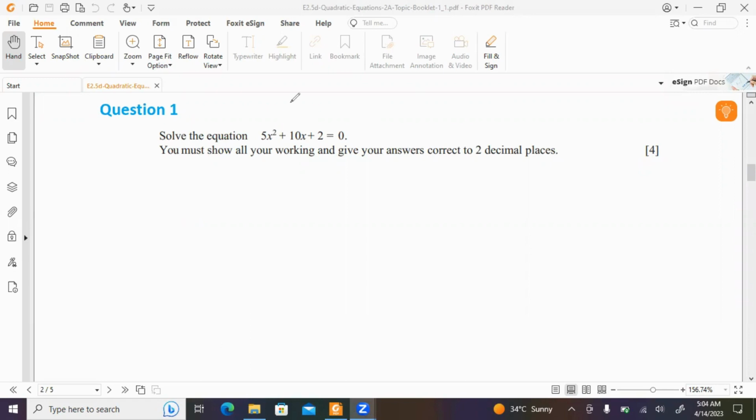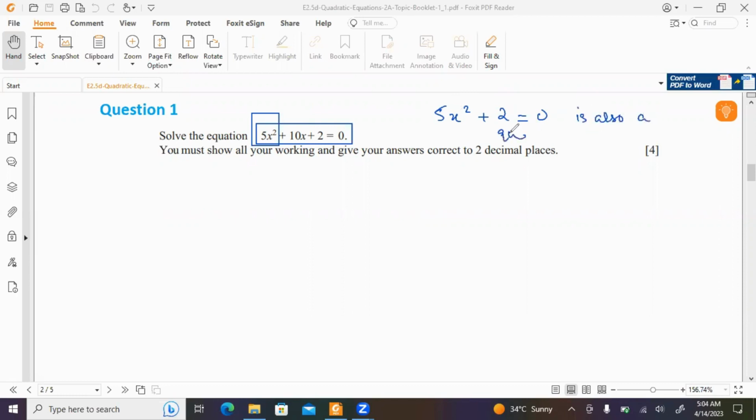So for example, the equation over here, 5x squared plus 10x plus 2. 5x squared is the term with the highest degree of power of x, and that degree of power is 2. For example, if it was 5x squared plus 2 equals to 0, this is also a quadratic equation because once again, the highest degree of power of x is 2. Hence, this is also a quadratic equation.